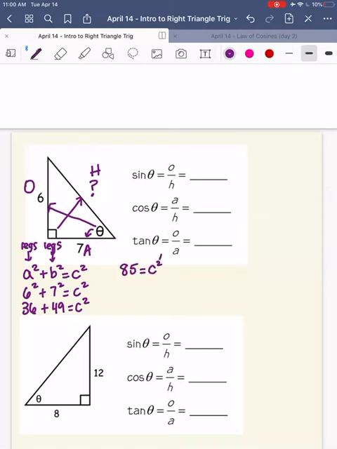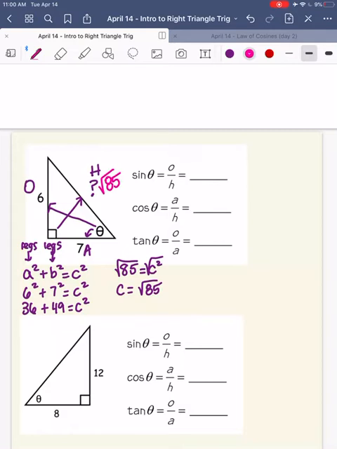And now we want to get rid of this squared right here, okay? We don't want the squared there, so we square root. So c equals the square root of 85. And now, what do you think your job is? Your job is to see if any of those perfect squares go into it, so if we can see if it simplifies. It actually does not. I'll go ahead and tell you that. So we're just going to leave it root 85, and we're going to put it here. Okay?